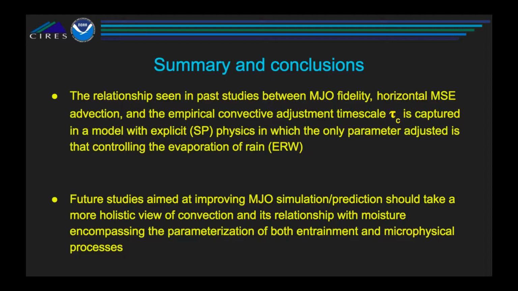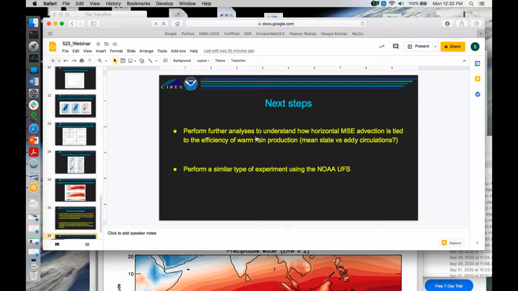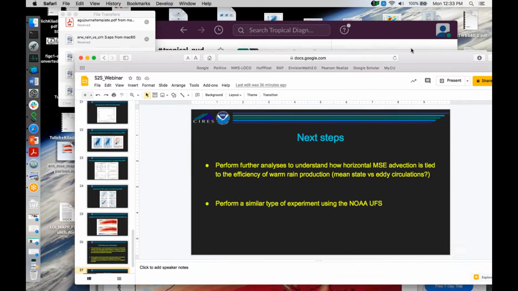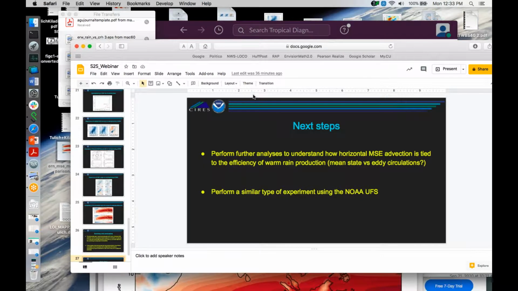Okay, so summary and conclusions. The relationship seen in past studies between MJO fidelity, horizontal MSE advection, and the empirical convective adjustment time has basically been captured in a model with explicit physics, where the only thing I changed was the evaporation of rain. So this sort of illustrates that when you're thinking about improving models, the entrainment aspect of the problem is not the only aspect, that there's a whole other side to this problem that needs to be considered in terms of microphysics and the efficiency of your scheme in turning moisture into precipitation.